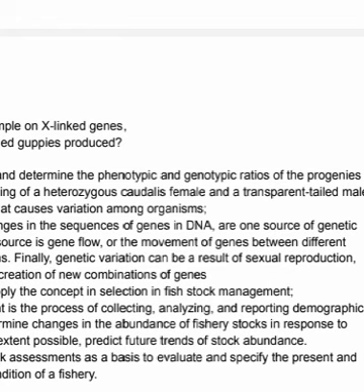Number 7. Understand and apply the concept of selection in fish stock management. A stock assessment is the process of collecting, analyzing, and reporting demographic information to determine changes in the abundance of fishery stock in response to fishing and, to the extent possible, other factors.